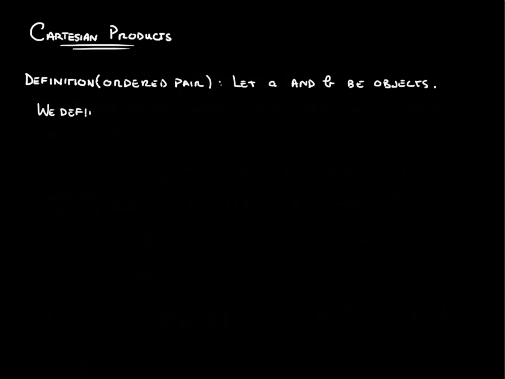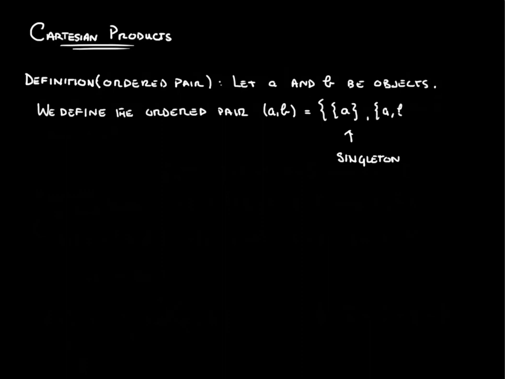We define the ordered pair A and B to be equal to the set of objects containing the singleton. So since we have only one element, we call this a singleton. And another set containing the two objects A and B. I'm defining this just so you have an idea of how we define the ordered pairs.